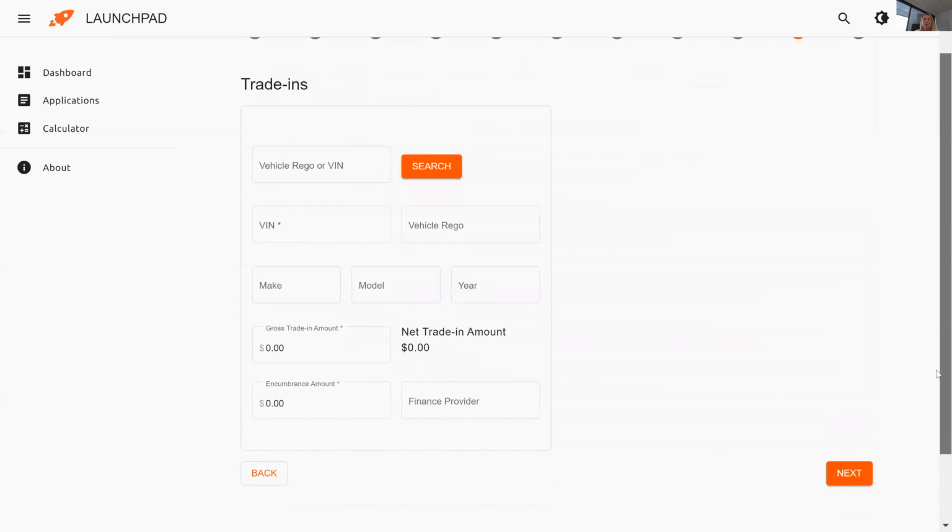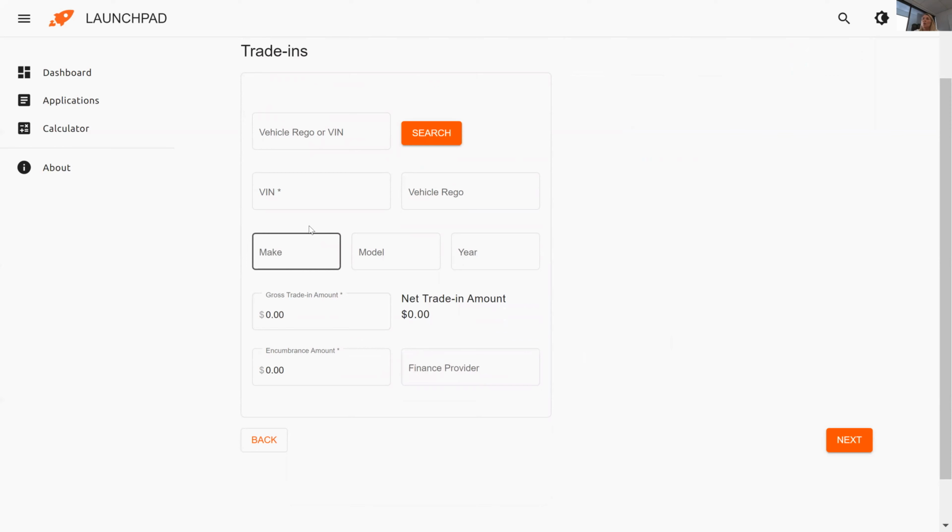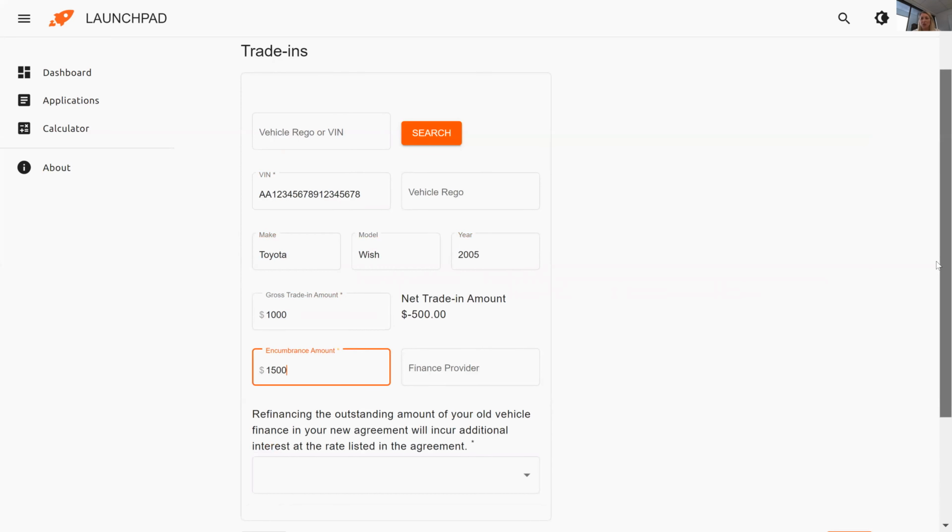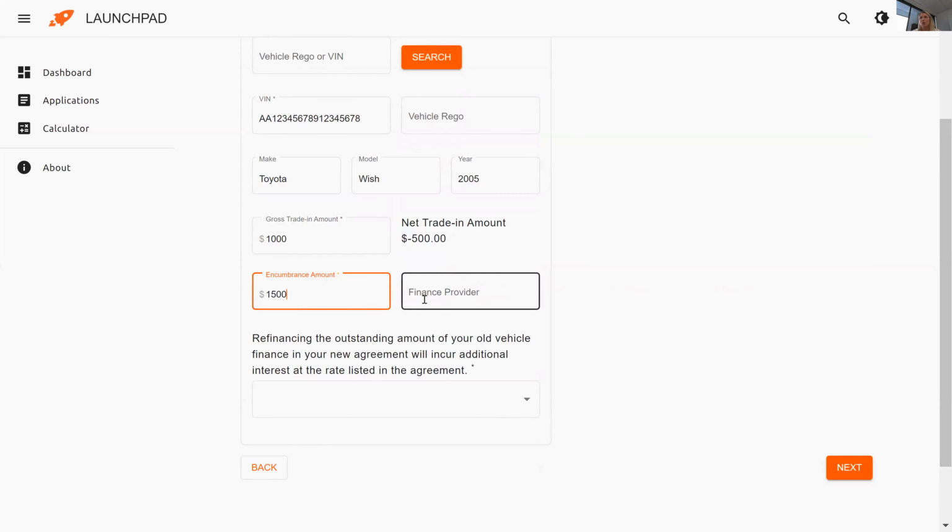Okay, again, if the customer's got a trade-in, you would pop those details in here. Quite simple, to be fair. Pop your VIN number in, or your rego, your trade-in amount, and any encumbrance and who the finance company is. You may not always know what this is straight away. So again, it's not a mandatory field at all. It's just there and you can go in later. Yeah, make Toyota. Yep, Toyota Wish. It's an oldie. But yeah, you can go in later on and edit all of these fields. So please don't be pressurized to think you have to put them in now. You don't.